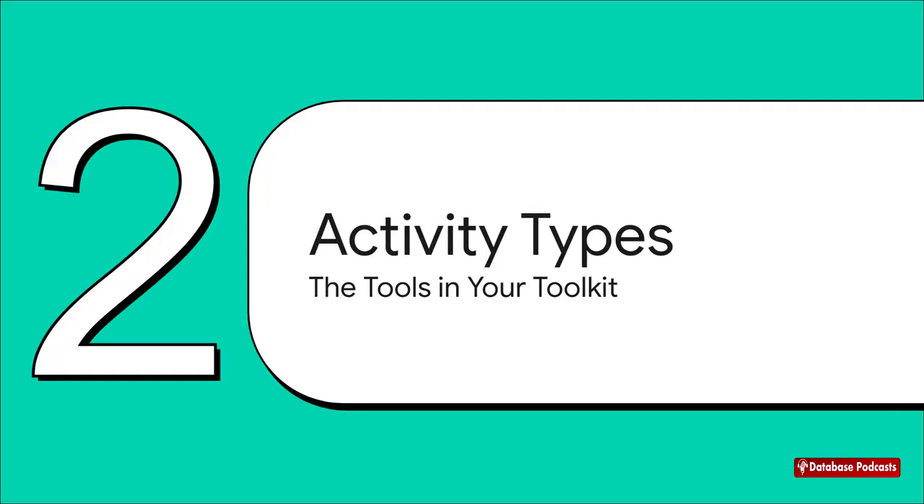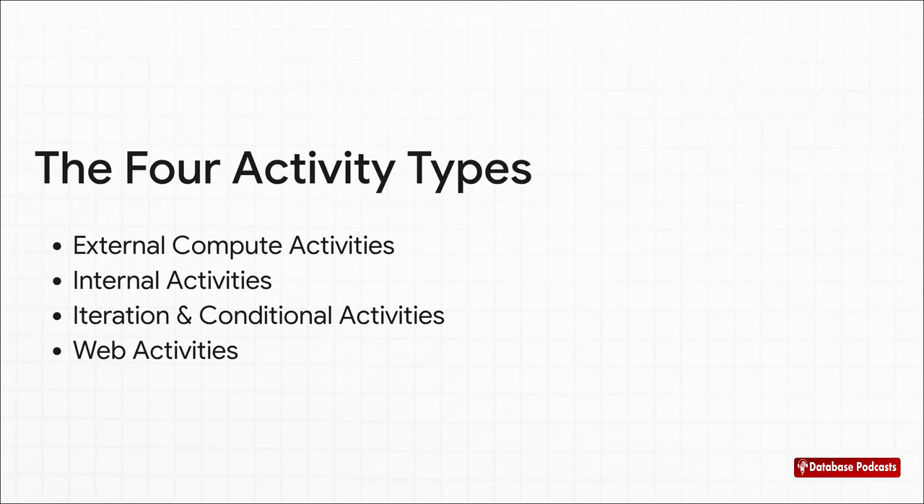Now, not all activities are created equal. ADF actually puts them into 4 main categories. And honestly, knowing these is like knowing what all the tools in your toolkit do. It's absolutely key to unlocking what's really possible. So here they are, the big 4.